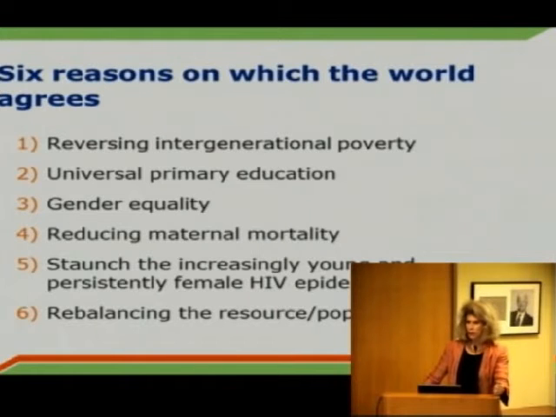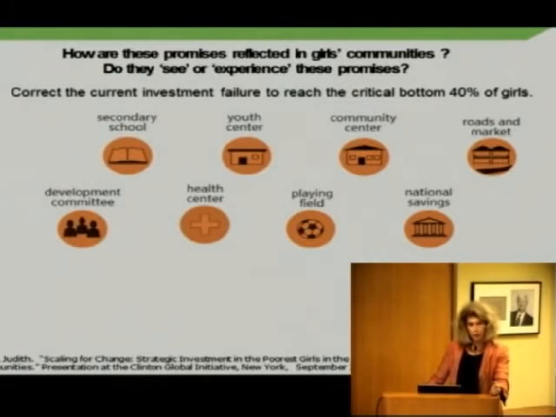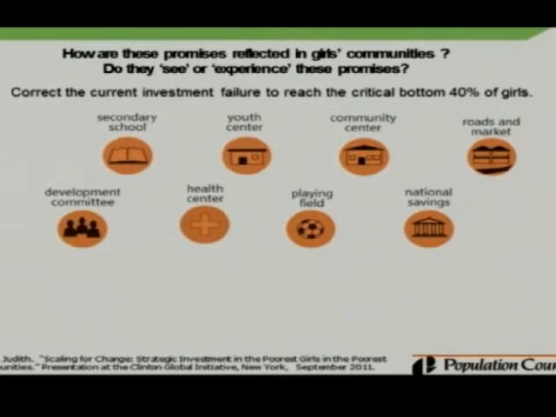Mainly the policies are pretty good. The problem is that they have not been resourced. And we need to look very specifically within the communities in which we work at how these promises are mobilized at the community level. On the screen, you'll see some icons that represent secondary school, youth center, community center, roads in a market, development committee, health center, playing field, national savings. These are kind of the physical representations of what is a very abstract, unseen social contract.